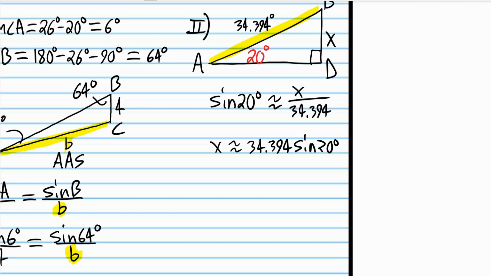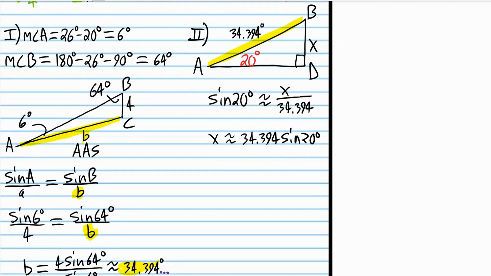That should probably be an approximately equal to sign just to make things exact. So you should have this number in your calculator. So you just want to enter times sine 20 and then enter, and we see that X is approximately equal to 11.7635. Now you want to keep that number in your calculator also.